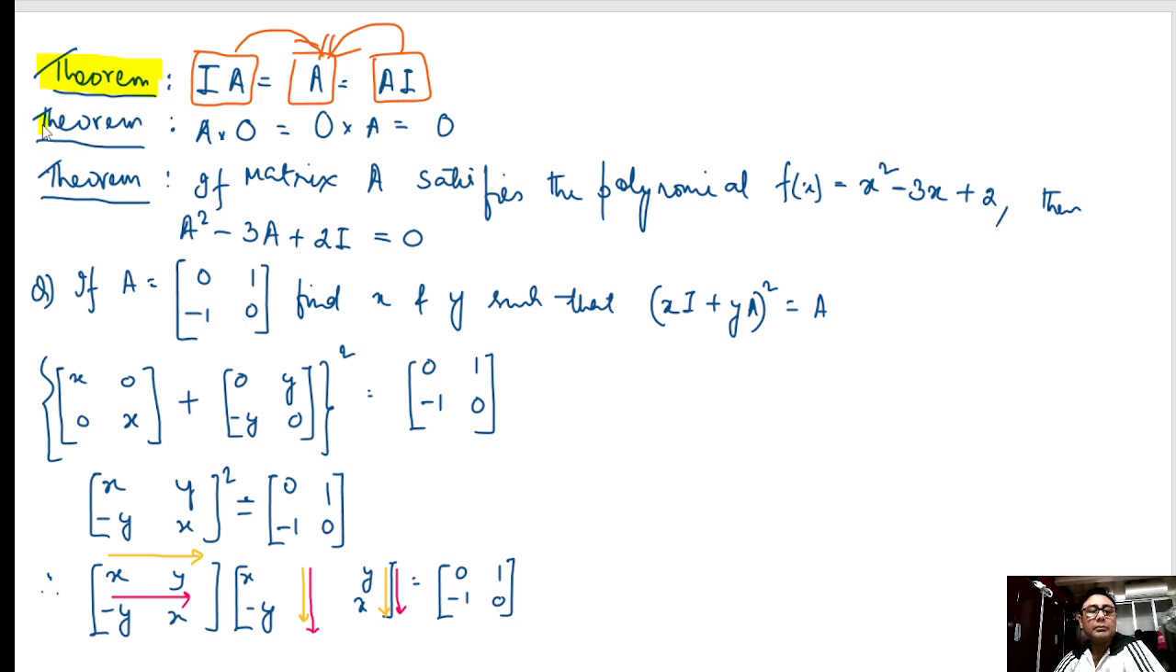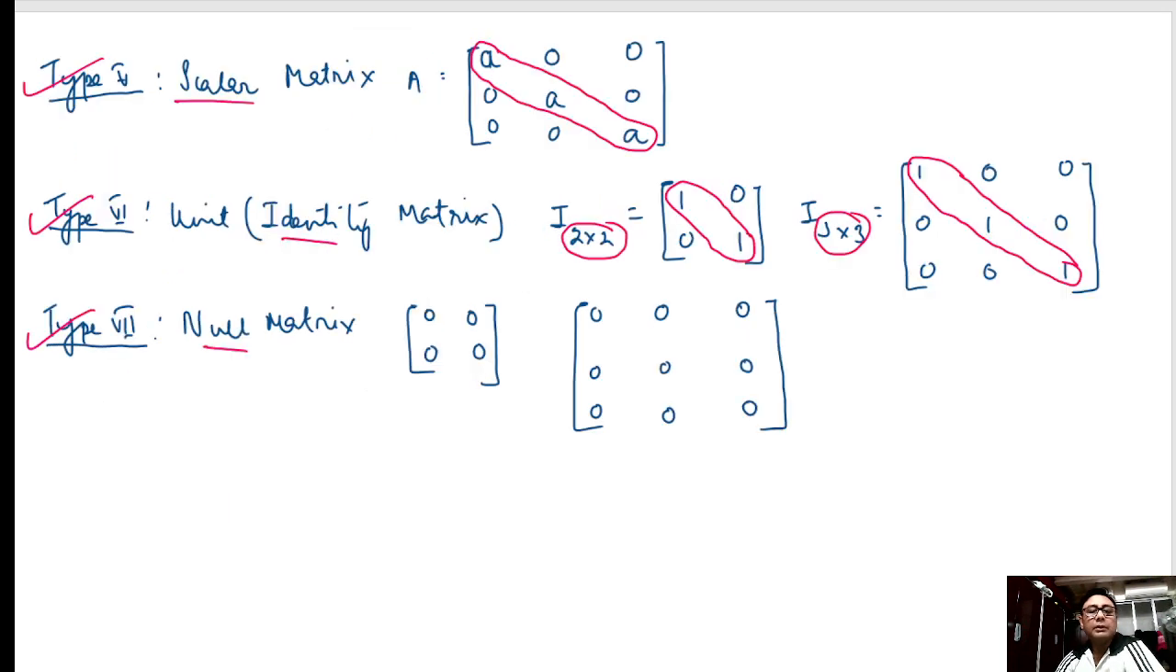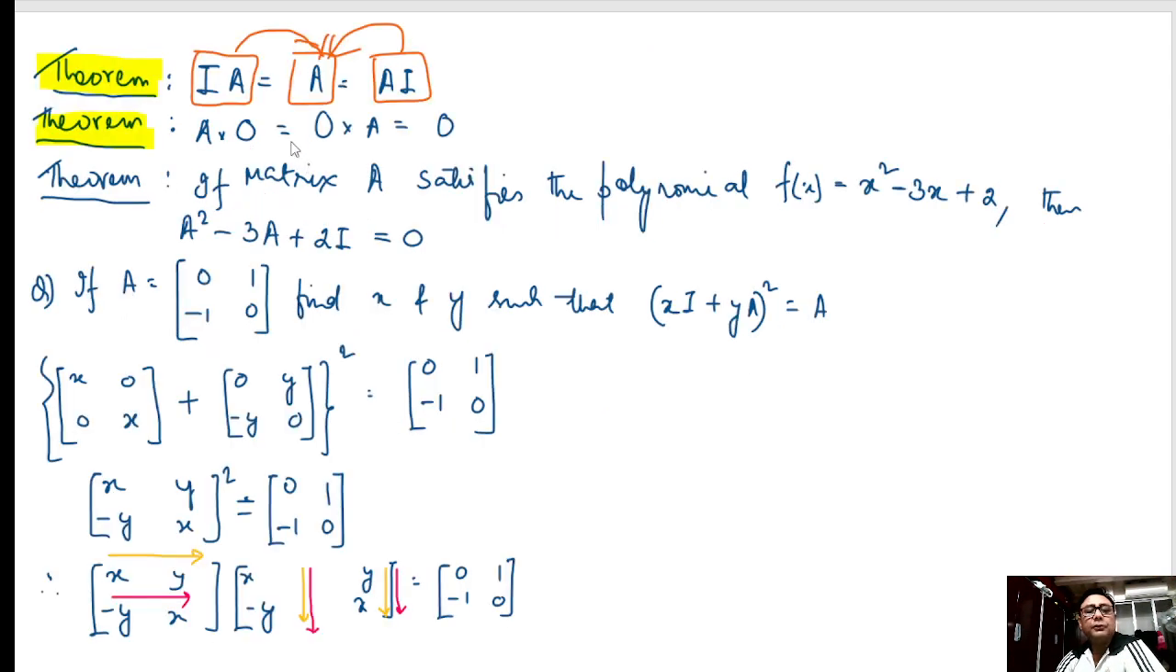Second, the second theorem says that if you multiply a matrix with a null matrix, I have already shown you what a null matrix is. Let me show it to you again. So this is our null matrix. As you can see, all elements are 0. Now let us return back. If you multiply any matrix with a null matrix, the result is always a null matrix. Clear?